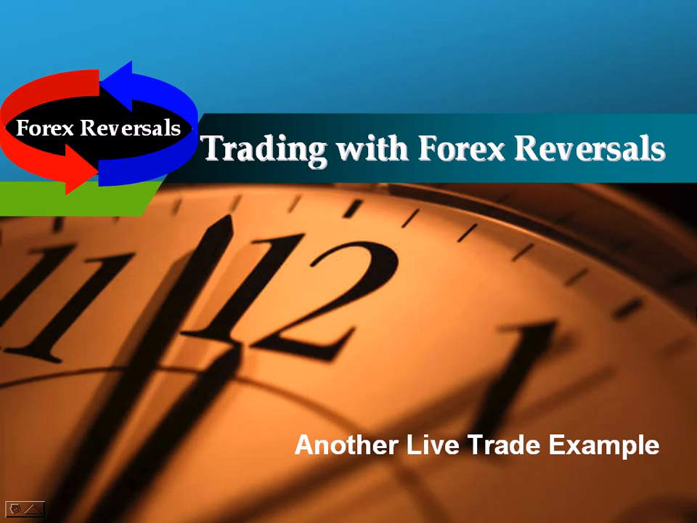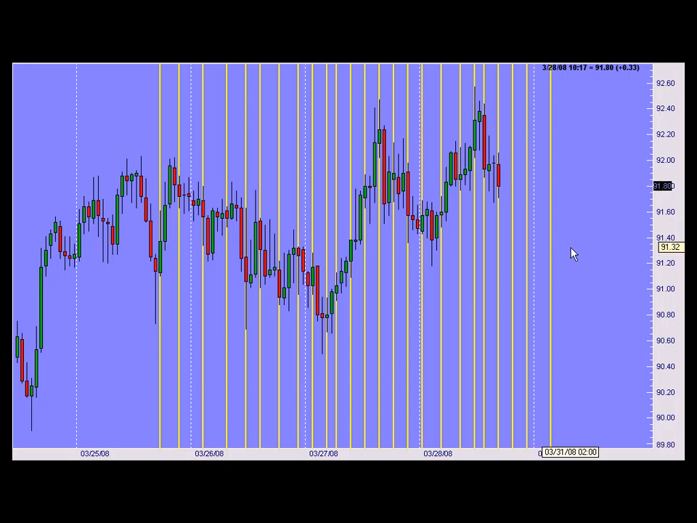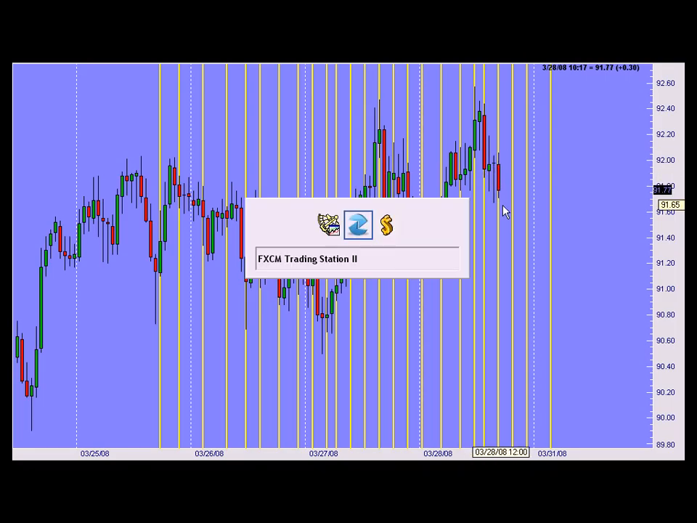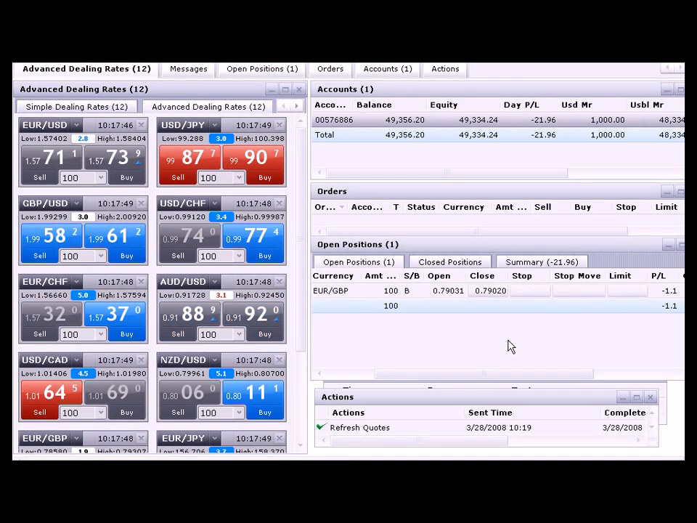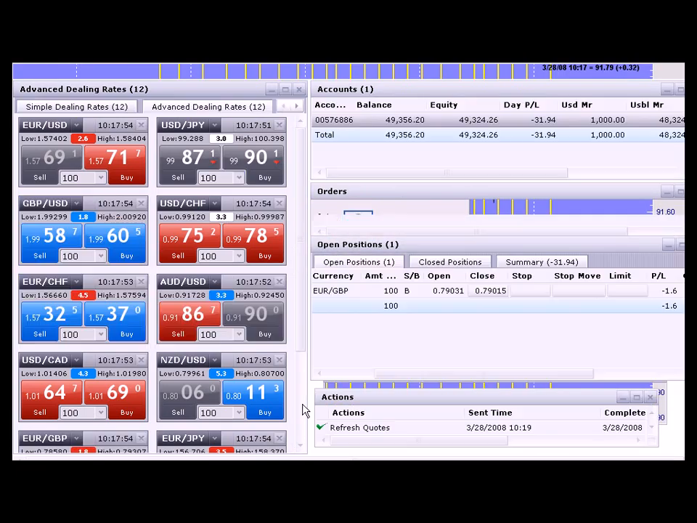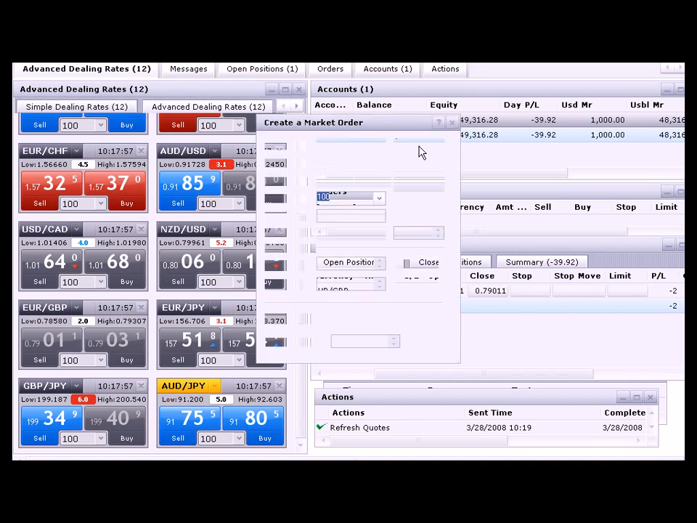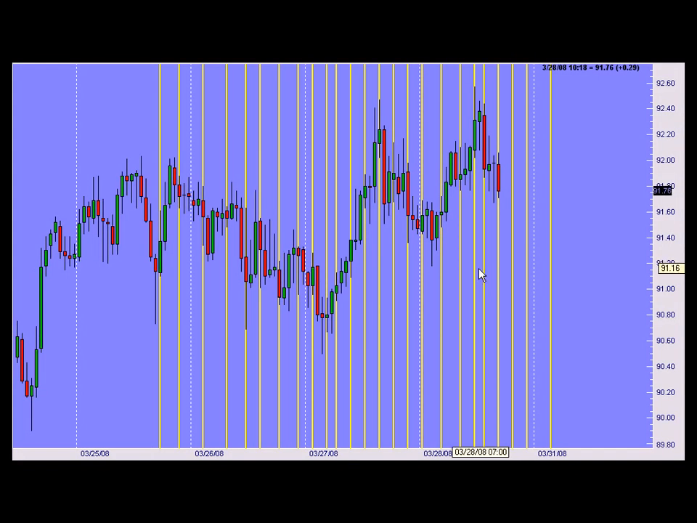Forex Reversals presents another live trade example, trading with Forex Reversals. Here we have the Aussie against the Japanese yen, and it's starting to decline off the reversal, so we've had the market come back and drop down. So what we're going to do is sell the Aussie against the Japanese yen. And let's see if we can get a good order here.